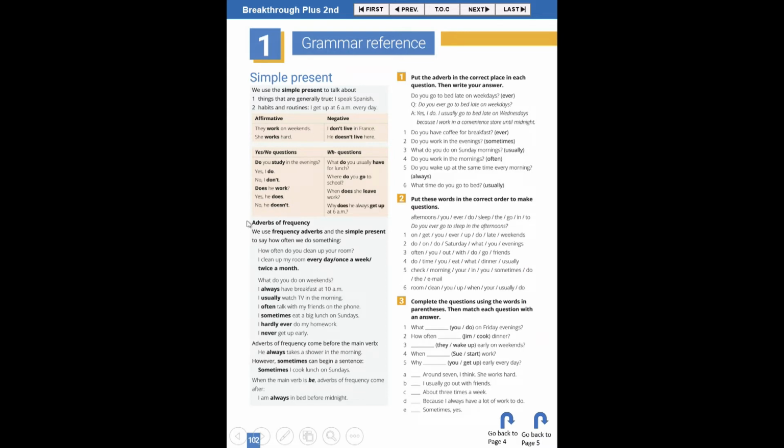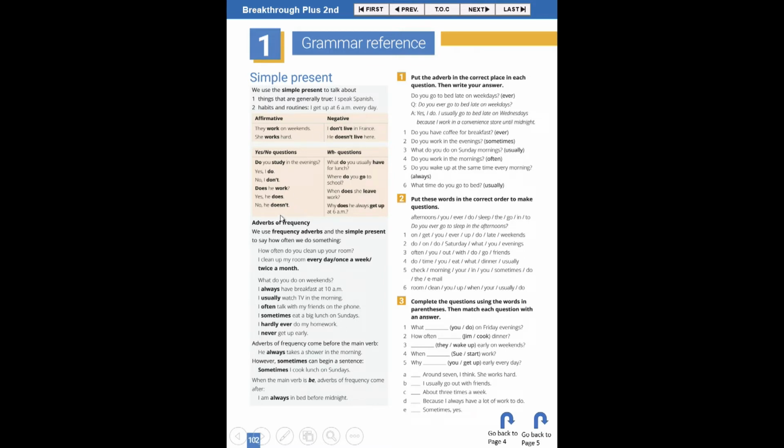We can also use simple present tense verbs when we're asking WH questions. For example, what do you usually have for lunch? Where do you go to school? When does she leave for work? Why does he always get up at 6 a.m.? So that's generally when we use simple present tense.